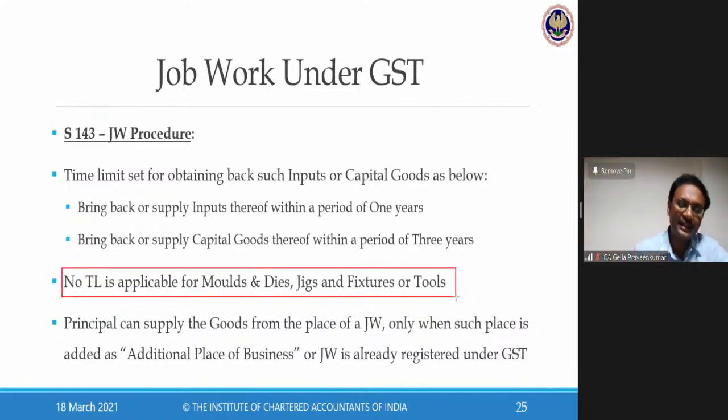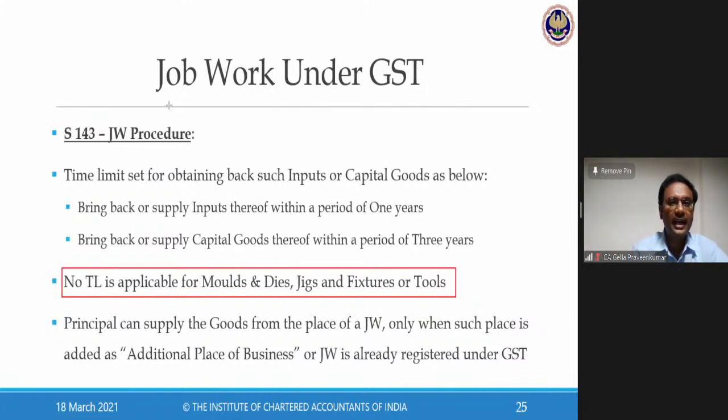So the provision says, when I put a time limit of 1 year, it is for inputs. When I put a time limit of 3 years, it is for capital goods. When I say capital goods, that does not include moulds, dies, jigs, fixtures, tools. Please make a note in your working note. The time limit of 1 year or 3 years is not applicable for moulds, dies, jigs, fixtures, and tools. That means, as a principle, when I send to a job worker, there is no time limit within which it has to come back. This is what we need to understand from section 143.